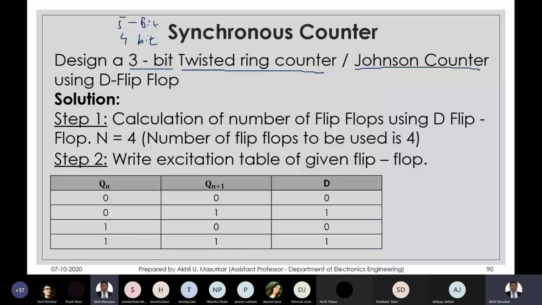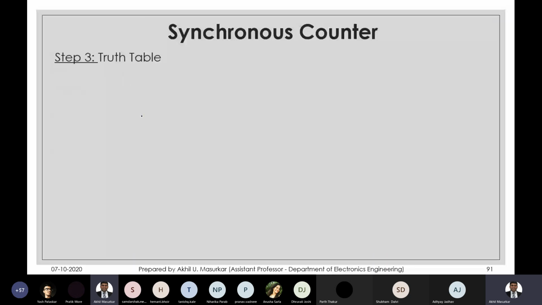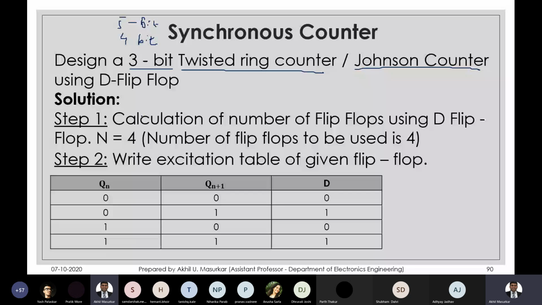It doesn't matter. Now here, calculation of number of flip-flops. So here n is, let's check. Here is a slight small mistake. This should be n equal to 3, and here also it should be n equal to 3, because they have said 3-bit. If they would have said 4-bit, then this 4 would have been right. Otherwise, this is 3 only. I have just made it 3-bit to save the number of calculations.